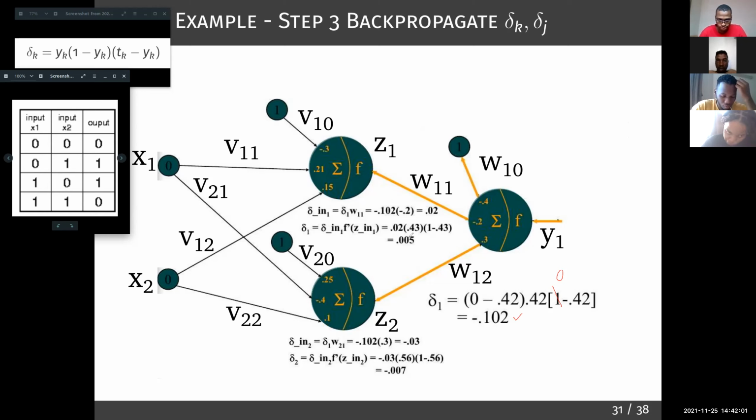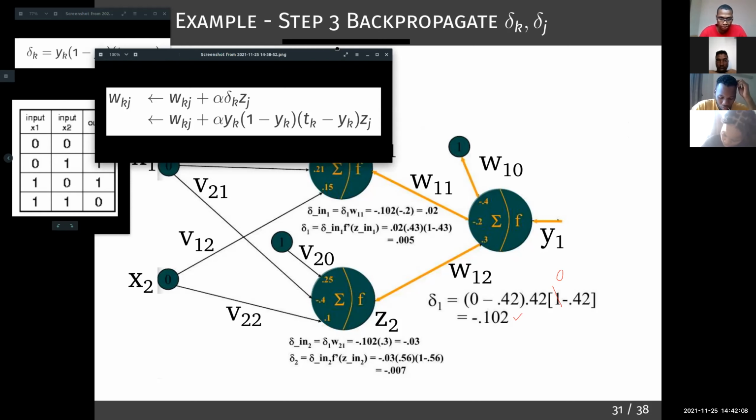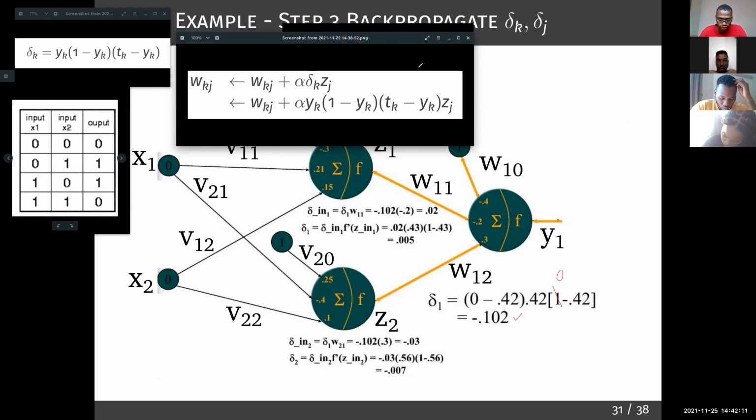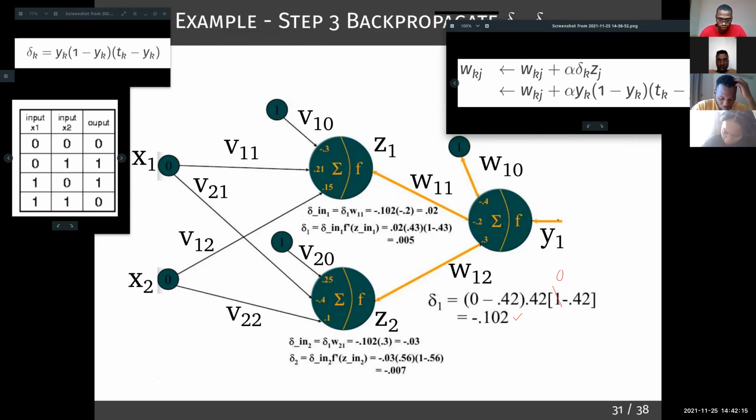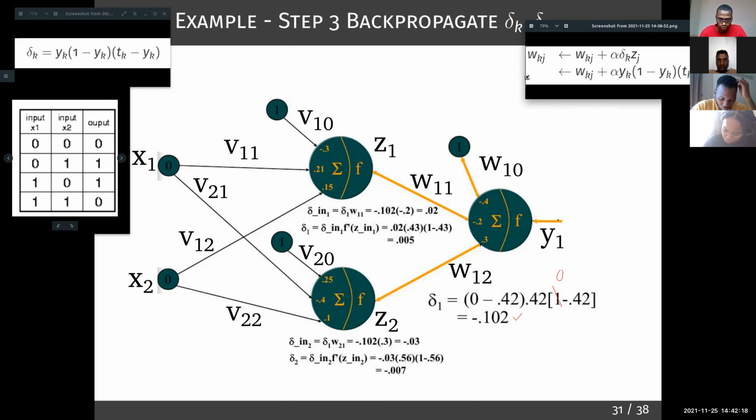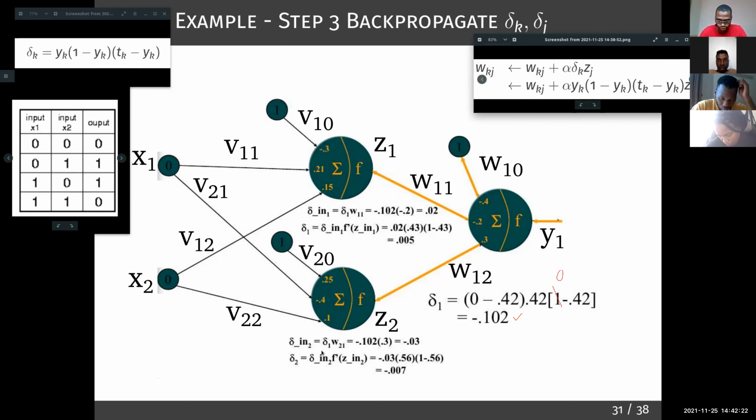And then we're going to compute now. After computing the delta K, we compute the delta 1 multiplied by the W as your delta in. I cannot use the mouse.